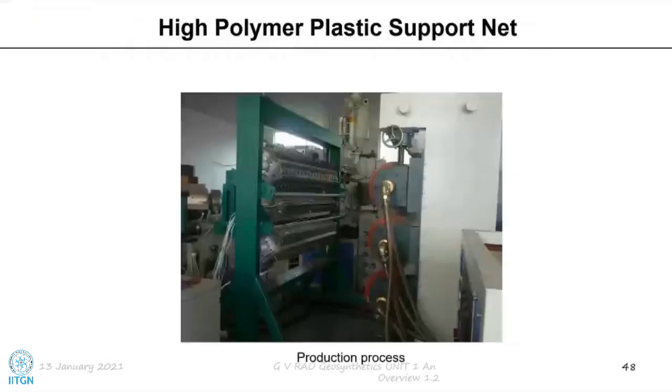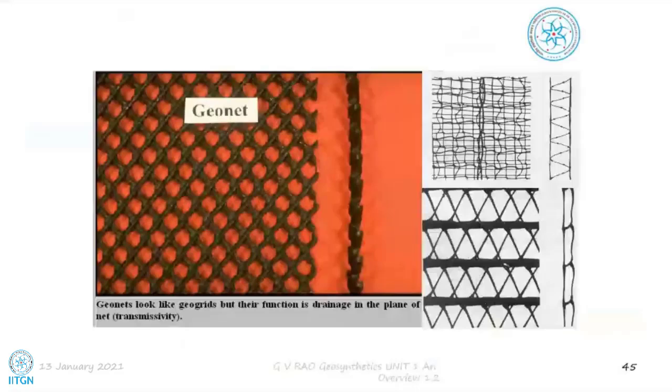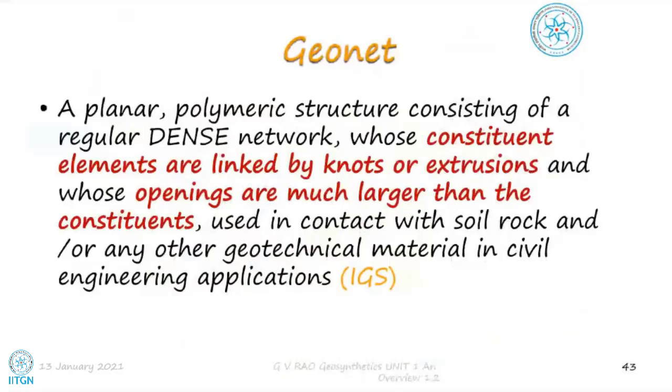of a geonet. It's very important for us to remember that geonet is a planar polymeric structure consisting of a regular dense network whose constituent elements are linked by knots or extrusions and whose openings are much larger than the constituents used in contact with soil, rock, and any other geological material in civil engineering applications.